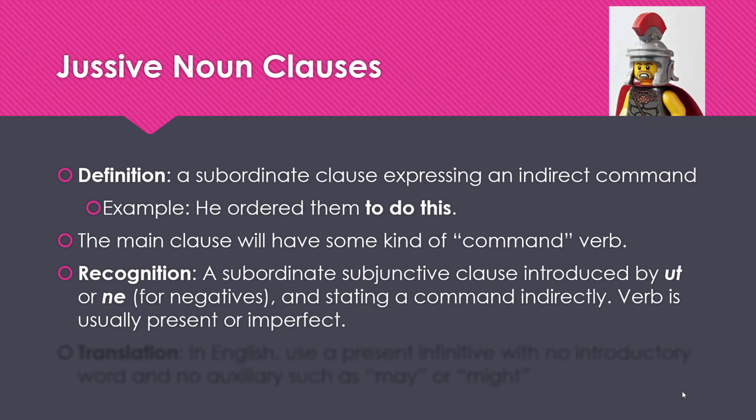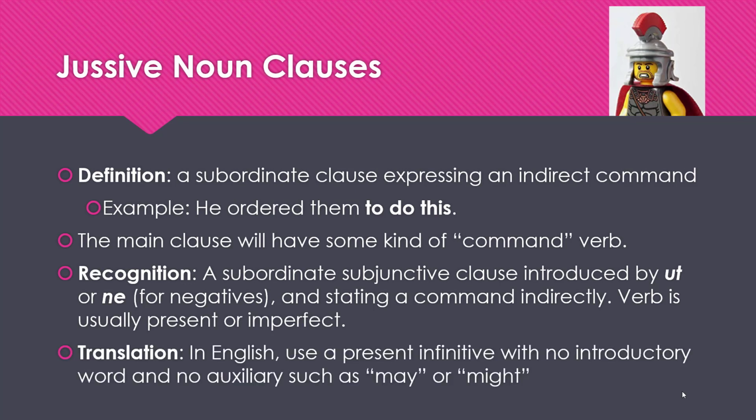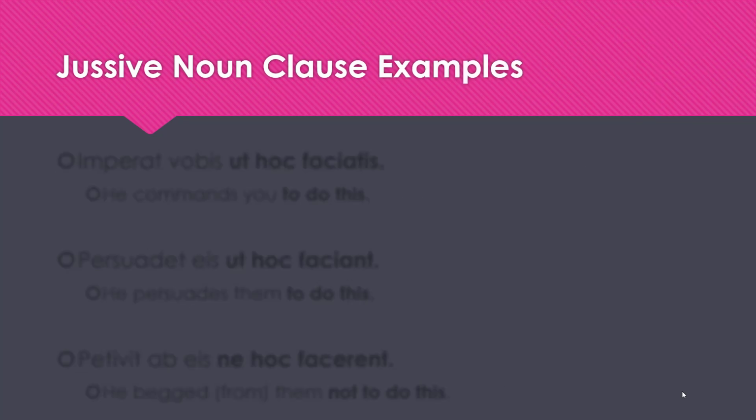As you see in our example, he ordered them to do this. In English, we just use an infinitive with no introductory word. You don't have to translate the ut as "so that," or "lest" or "that they not" with the ne, and there's no auxiliary such as "may" or "might," which we saw with other subjunctive clauses. So jussive noun clauses, we're not going to use them that way. Here are just some examples.